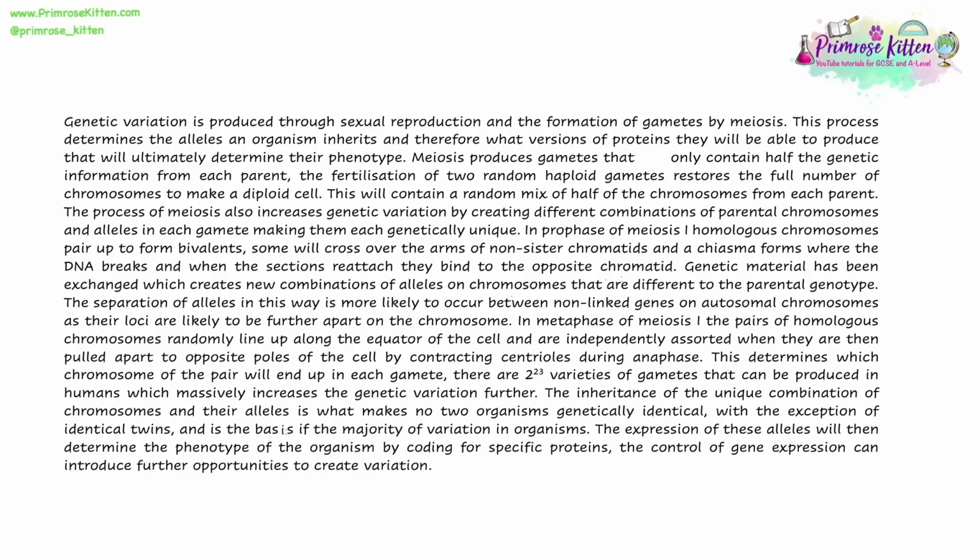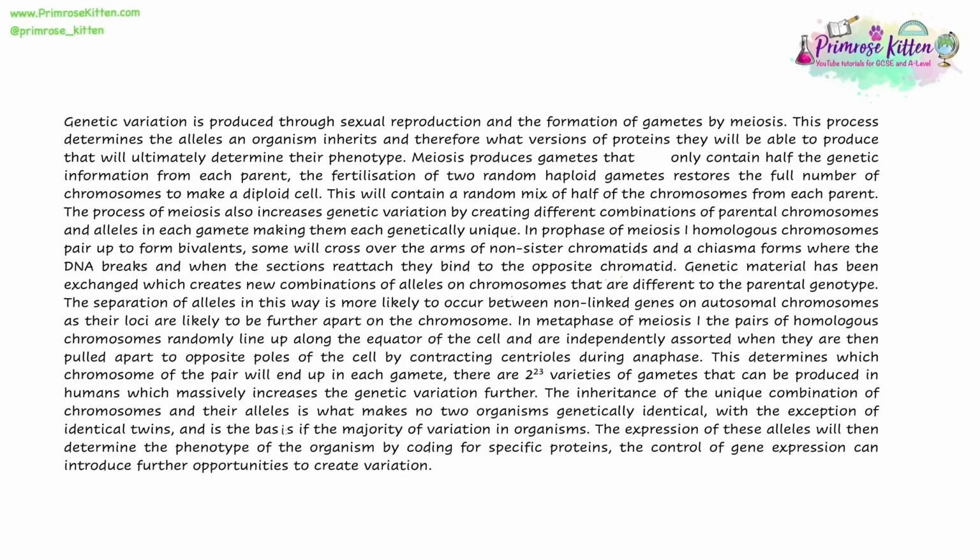So genetic variation is produced through sexual reproduction and the formation of gametes by meiosis. This process determines the alleles an organism inherits and therefore what versions of proteins they will be able to produce that will ultimately determine their phenotype. Meiosis produces gametes that only contain half the genetic information from each parent. The fertilization of 2 random haploid gametes restores the full number of chromosomes to make a diploid cell. This will contain a random mix of half the chromosomes from each parent.